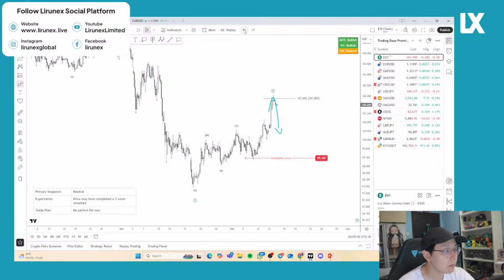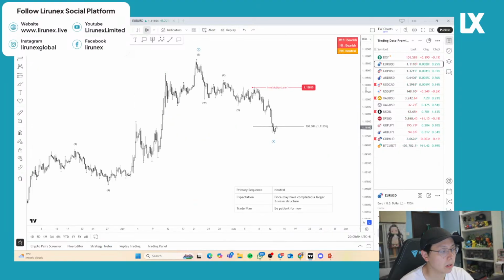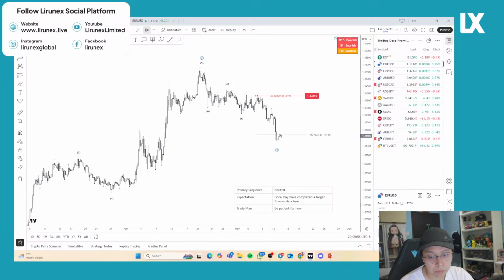So right now we're at a crossroad, right? The dollar index right now, just be patient. Give it a couple more days, see how it's going to develop before jumping in. Because the dollar index is basically in the neutral zone, euro dollar over here is kind of the inverse of it.